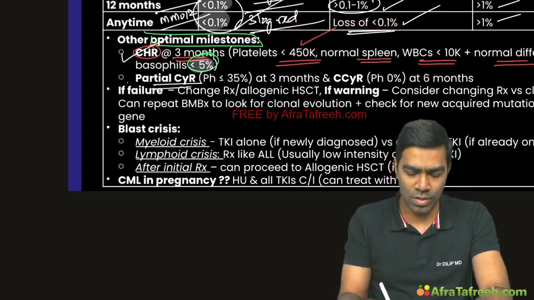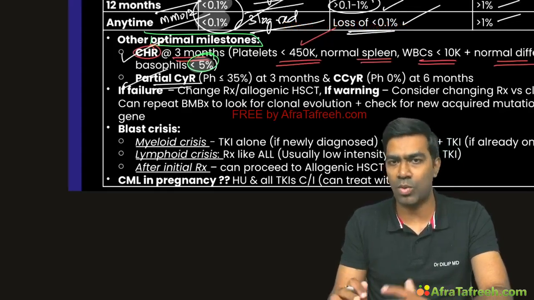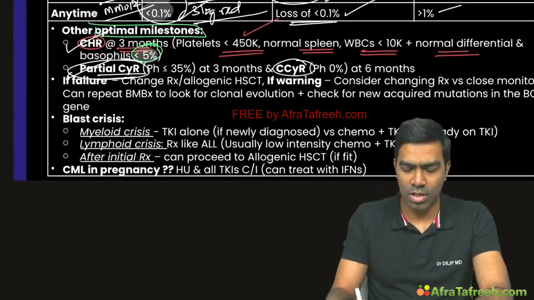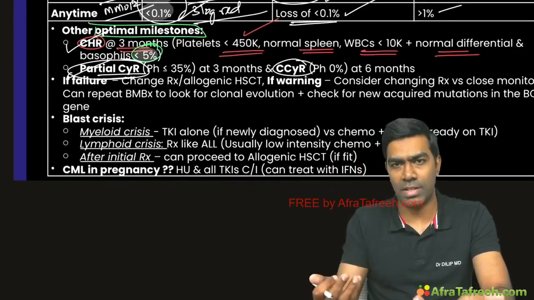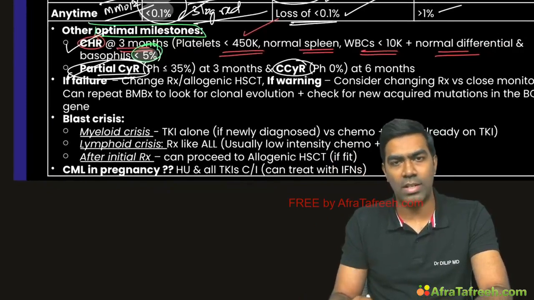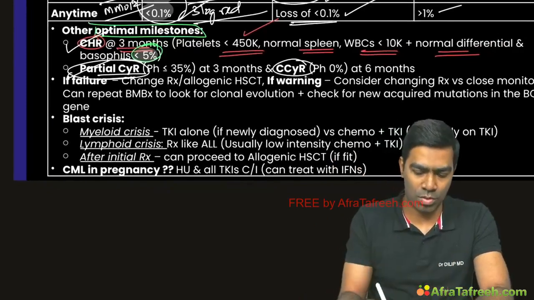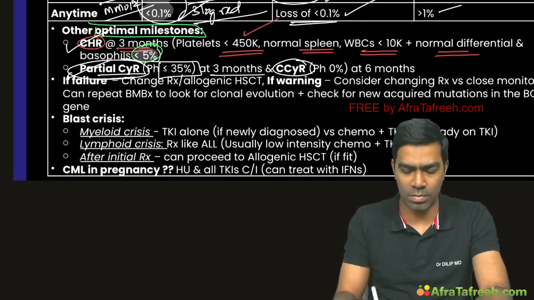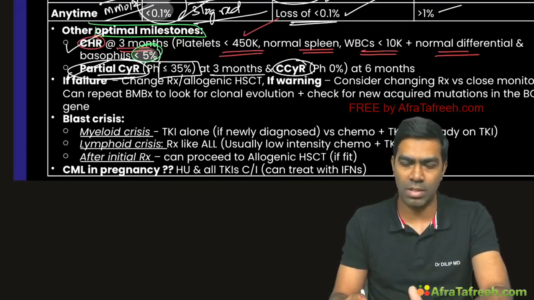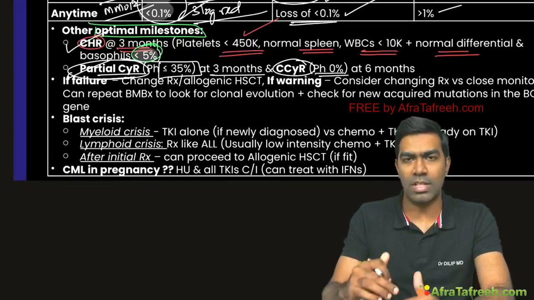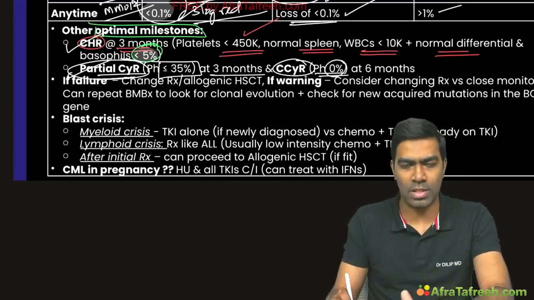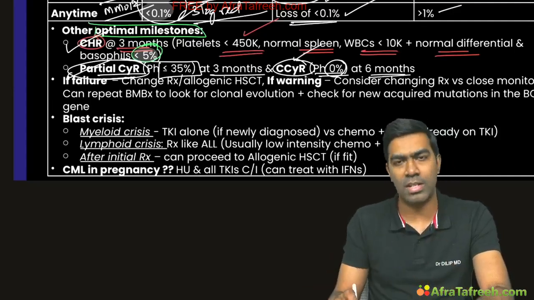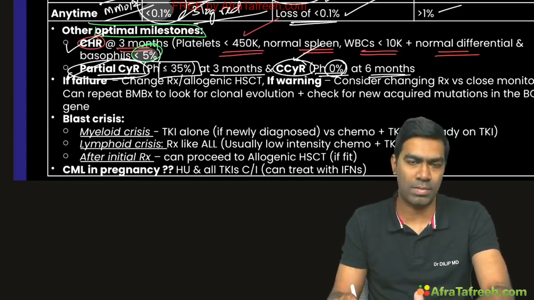If you use FISH, that's called cytogenetic response. There are 2 types of cytogenetic response: partial cytogenetic response and complete cytogenetic response. What are the definitions? If the proportion of Philadelphia chromosome is less than 35%, it's called partial cytogenetic response, and optimally we should achieve that by 3 months. If the patient reaches a Philadelphia chromosome level of 0%, which means undetectable Philadelphia chromosome, that's called complete cytogenetic response, and it should be achieved by at least 6 months.